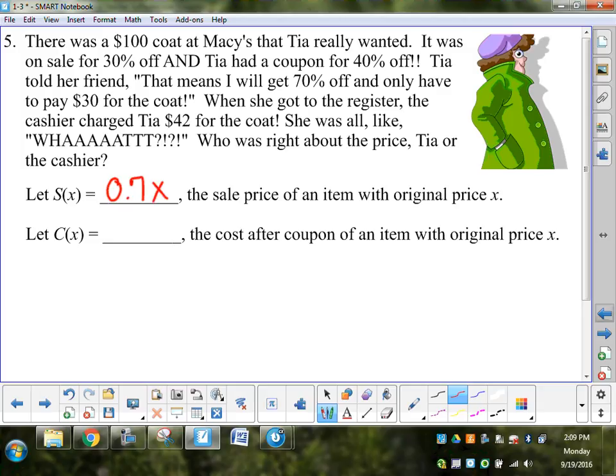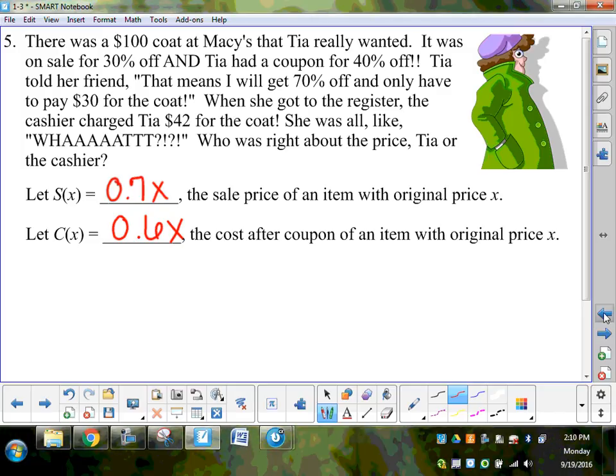Now, hands up, please, if you can tell me what the coupon price would be as a function. 0.4 times the quantity of 0.7x? Or 0.6. 0.6. Now, in most cases, depending on what the operation is, it doesn't matter. In this case, it won't matter.